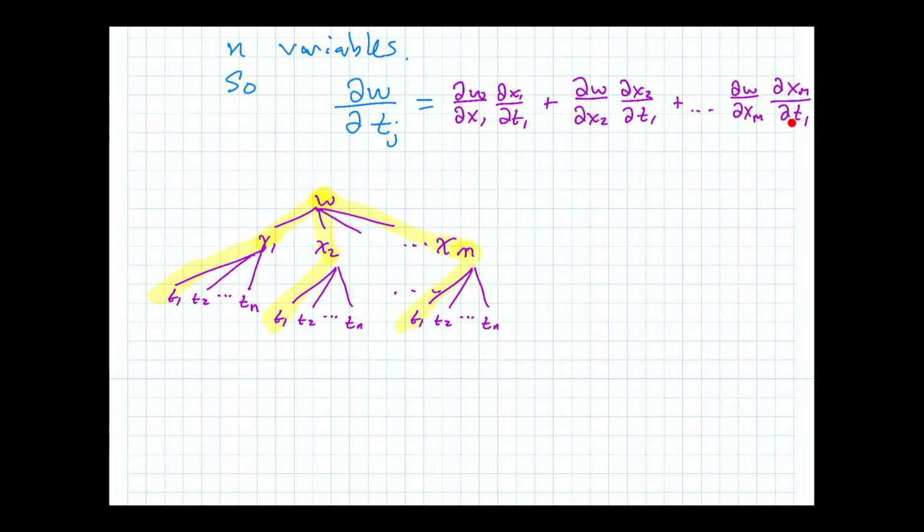Now, the only thing I did wrong here was I said, let's just imagine we're doing that for 1. So you'd have this long derivative for t1, but we were supposed to be doing it for tj. So actually, all those t1s should have been tj's.